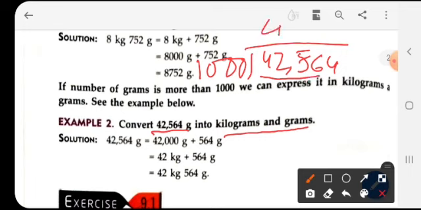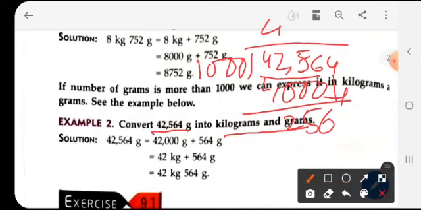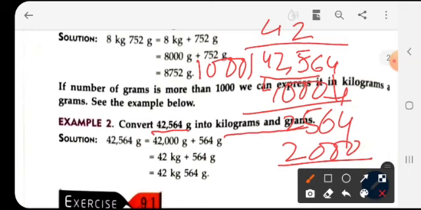1000 4s are 4000. So what is the answer? 256. We take up 4 here. 1000 2s are 2000. Now what is the answer remaining? 564 is the remainder, and this is the quotient.